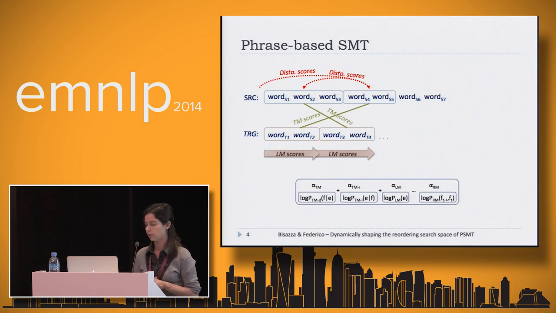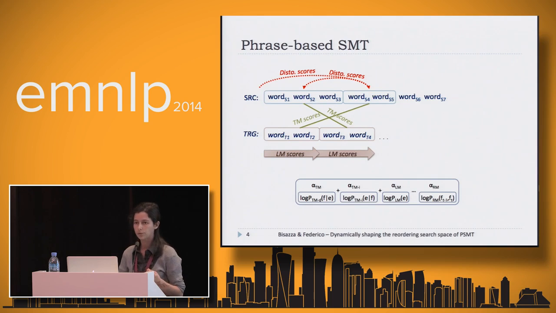So this is just a slide to give a quick overview of the decoding process of phrase-based SMT. We are already familiar with that, so just to remind ourselves that in phrase-based SMT, the target output is produced from left to right. At the same time, we are exploring different segmentations of the input, and we are potentially trying all the possible permutations of the source phrases. Then we have different models that give scores to different aspects of our translation hypothesis. Typically we have the translation model scores, language model scores, and reordering or distortion scores. These are all combined log-linearly, as you can see in this picture. And the weights of these models are tuned to optimize translation quality on a dev set.